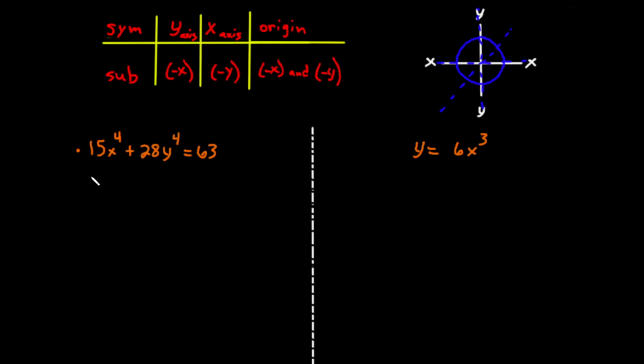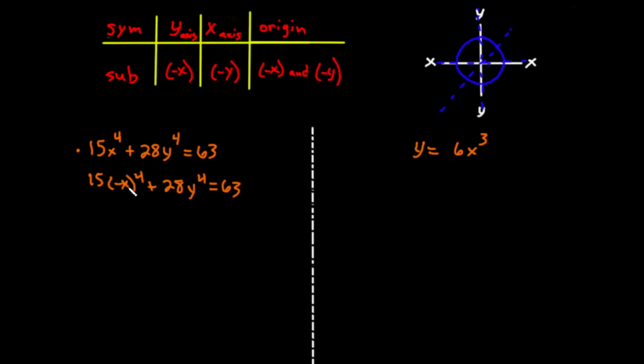So all you do is put 15, make an open parentheses like this, put a negative x in there, plus 28. Remember, we're not testing the x-axis symmetry, so do not change your y. Just leave it like it is. And let's just take a second to evaluate this. Nothing happened here, but take a look at this.